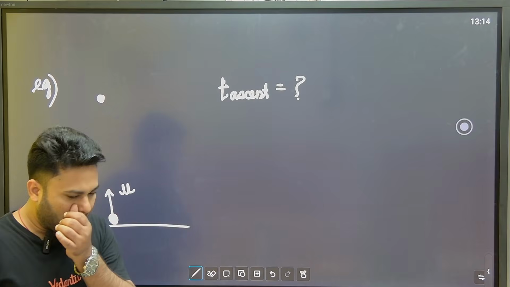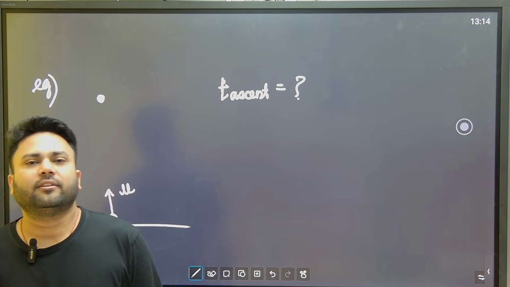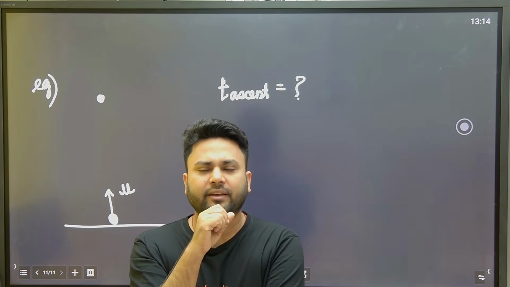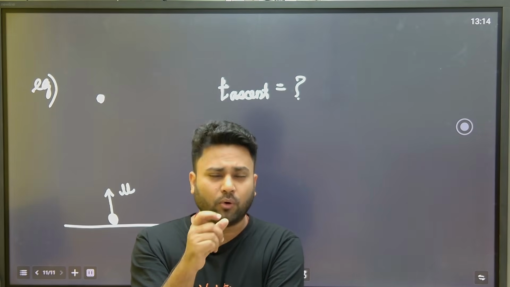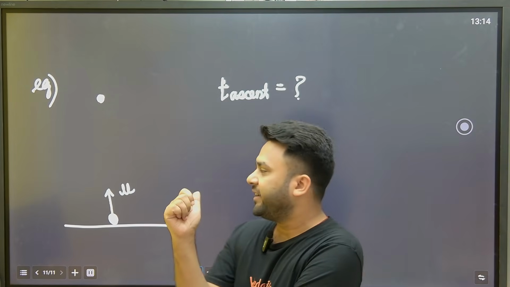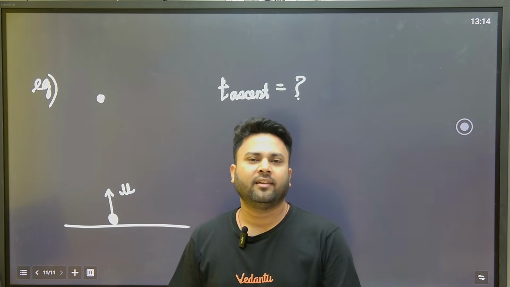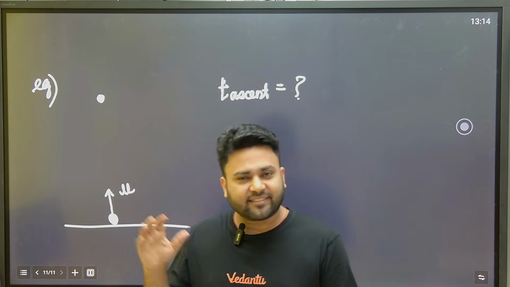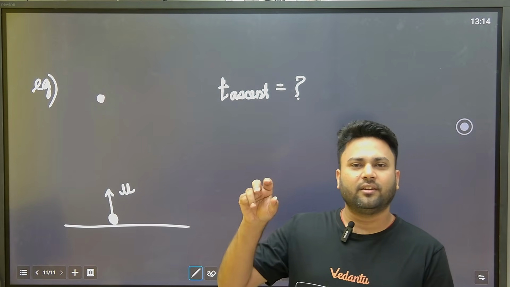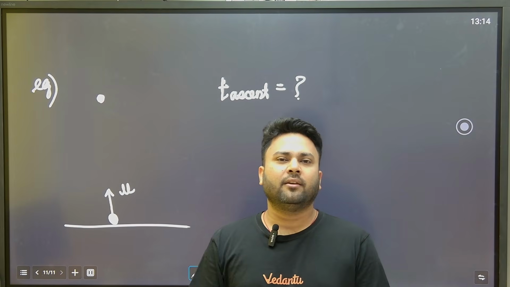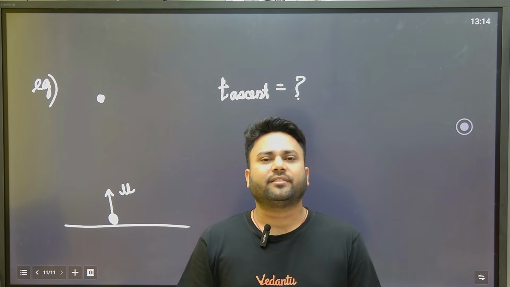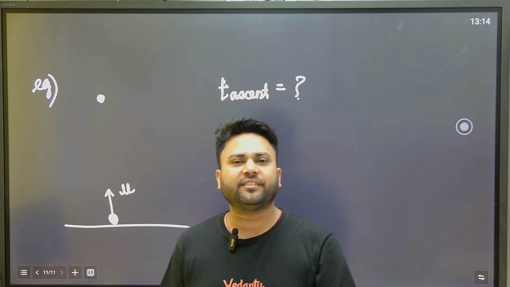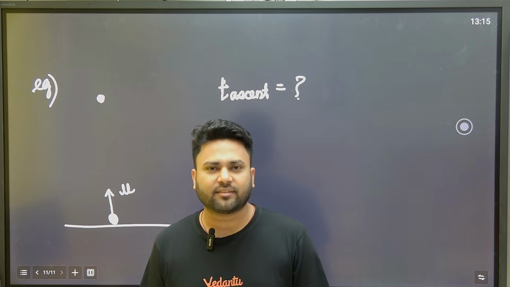Now how to solve? First, how to think? First, whether can we use time equals to distance by speed here? No. Why no? Because here we know that if you are throwing any ball, there is interference of acceleration. Acceleration is there in this scene. So I told you, time equals to distance by speed, you can't apply where there is acceleration. Here there is acceleration. So you have to focus on these 3-4 equations. v equals to u plus at, s equals to ut plus half at square, like this.